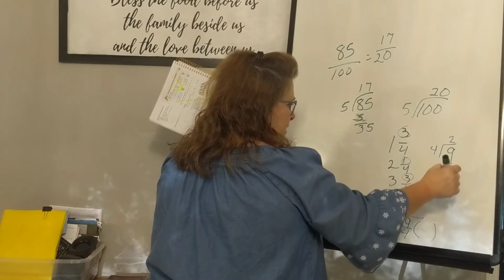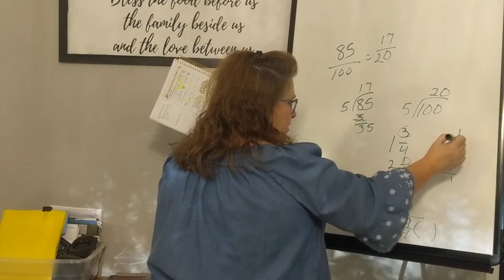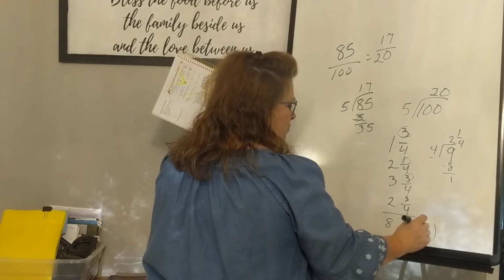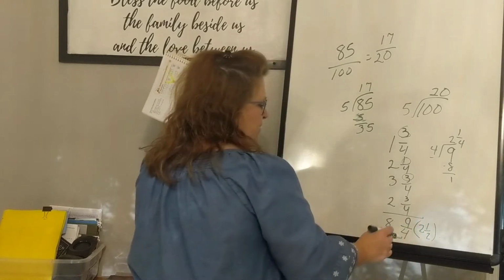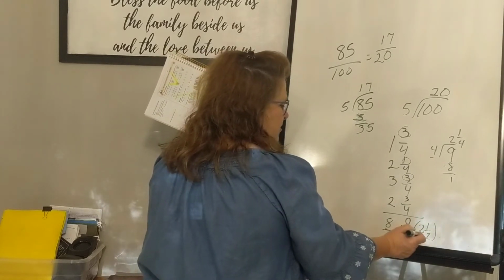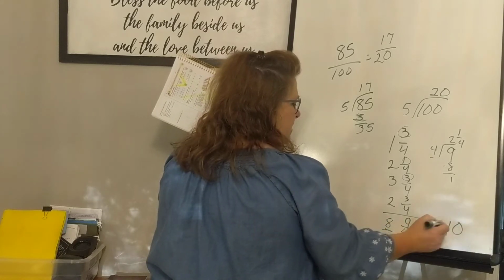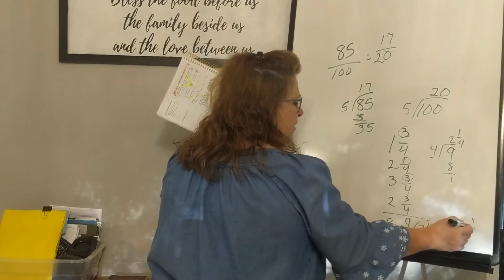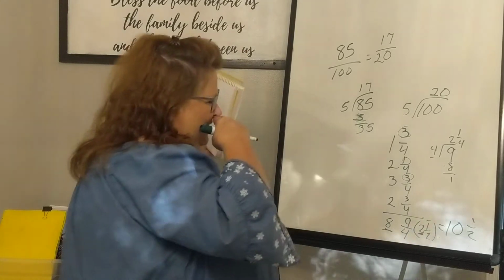9 minus 8 is 1. 1 is our numerator. 4 is our denominator. So it's 2 1/2. So now we just have to put our two whole numbers together. 8 plus 2 is 10, plus our fraction, and 1/2 is our answer.